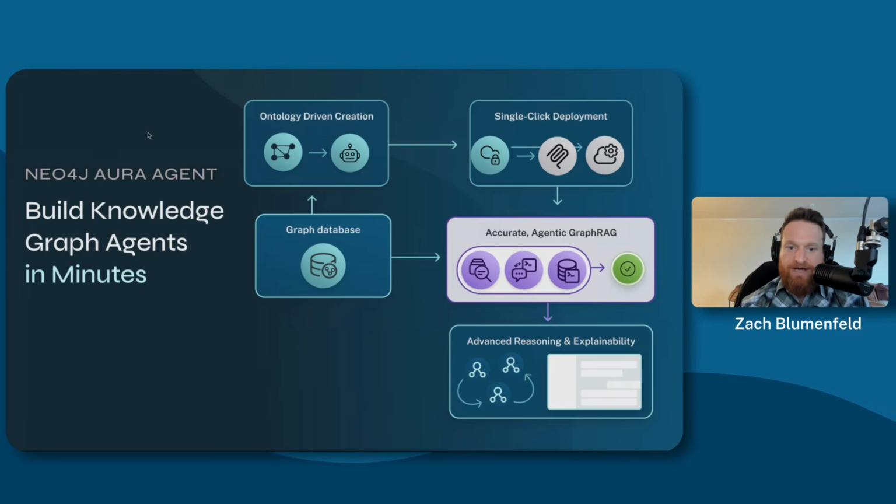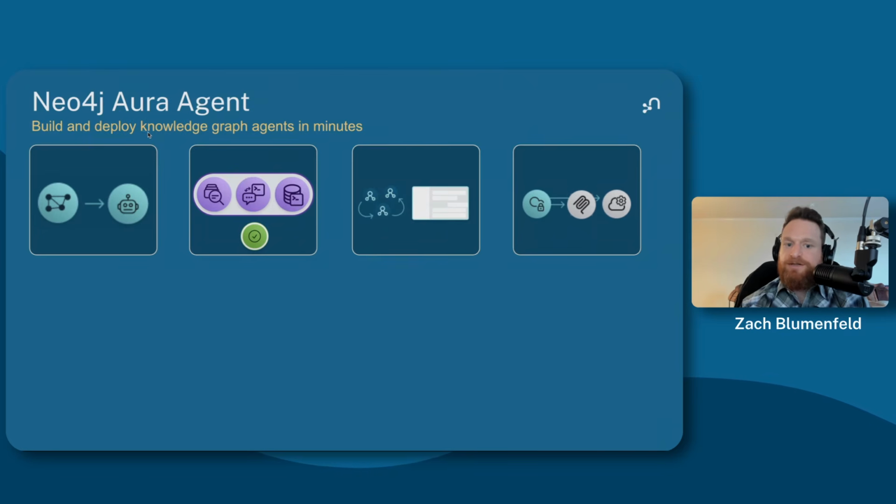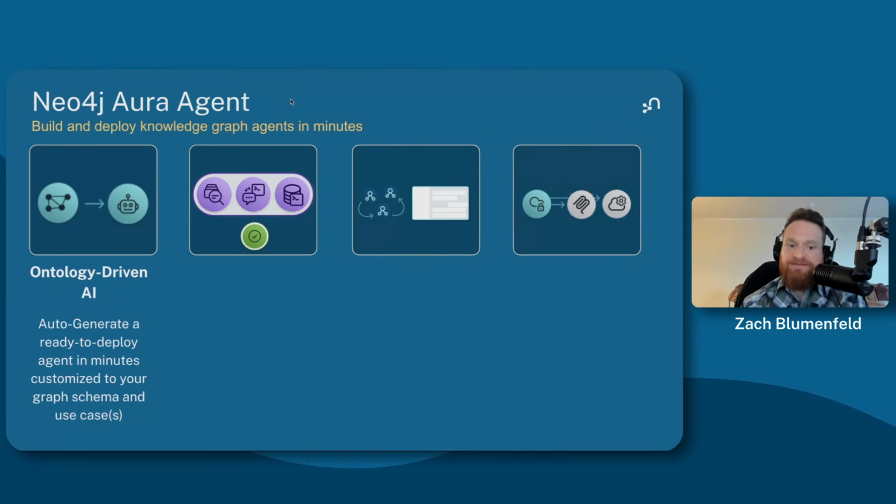So if I was to describe the value proposition and what Neo4j Agent does, it's split up into 4 pieces. The first piece is ontology-driven AI, or you can think of it as graph-driven AI. And this is the ability, and it's a new feature that we came out with this year, to auto-generate ready-to-deploy agents in a matter of minutes, sometimes under a minute, that's customized to your graph schema and use case. And I'll show you how that works in a walkthrough. But in essence, it's this ability to at least draft an initial agent based on the shape of your data and a description of your use case.